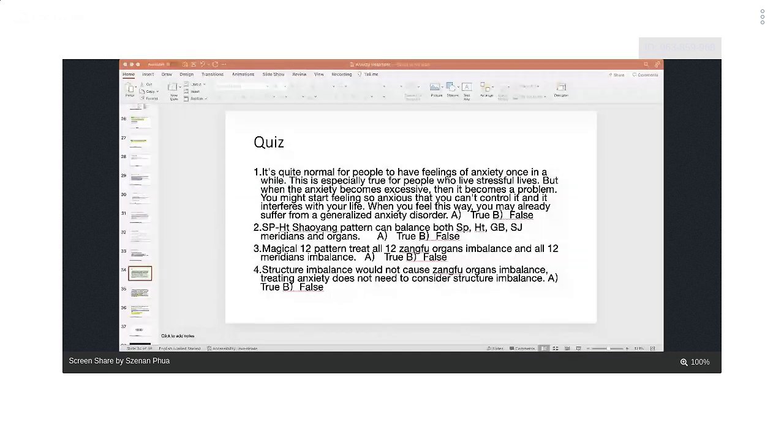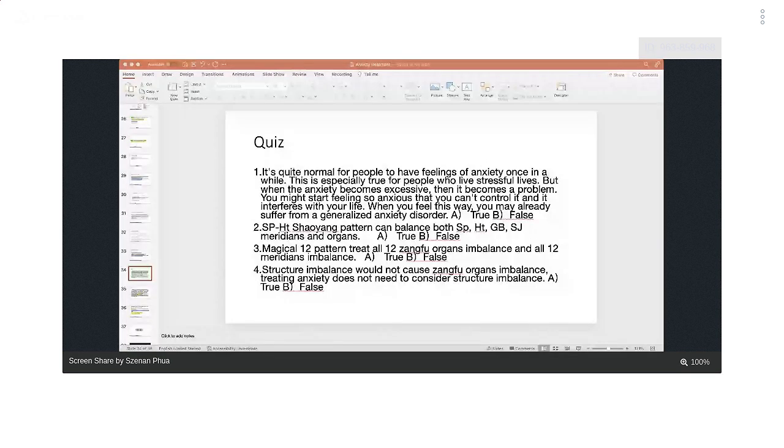Next one. Number 3. Magical 12 pattern treats all 12 Zangfu organs in balance and all 12 meridians in balance. Again, I'm talking about the magical 12 pattern that I showed you. It can treat all 12 Zangfu organs in balance and all 12 meridians in balance. True or false? A or B? A. Okay, you're all smart.